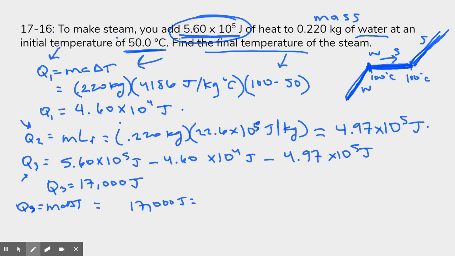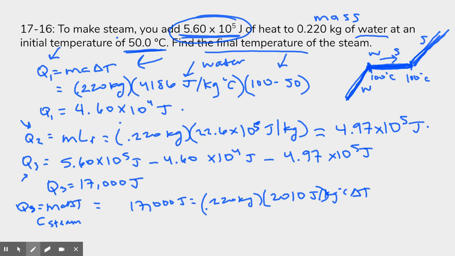So when we do this, we're going to get 0.220 kilograms, and then our C value, and this is the C value for steam. This one was for water. Okay, so for steam, it's 2010 joules per kilogram degree Celsius. Then we have ΔT over here. So we're going to solve for ΔT. And when we do, we should find that ΔT is equal to 38 degrees Celsius. So there has been a change of 38 degrees Celsius.